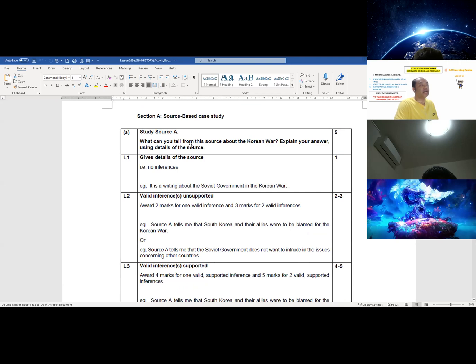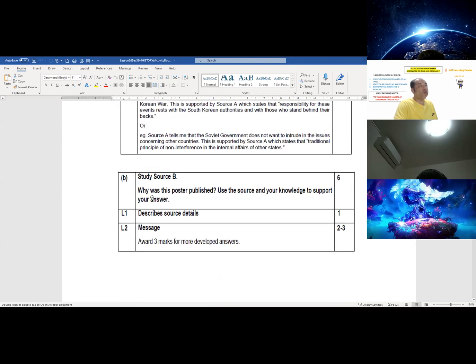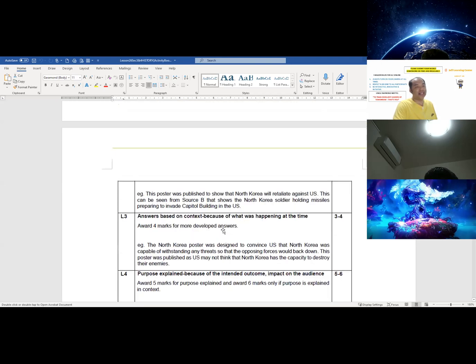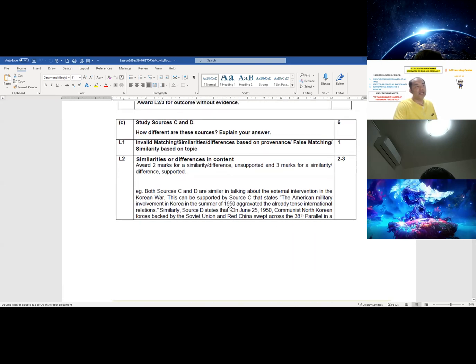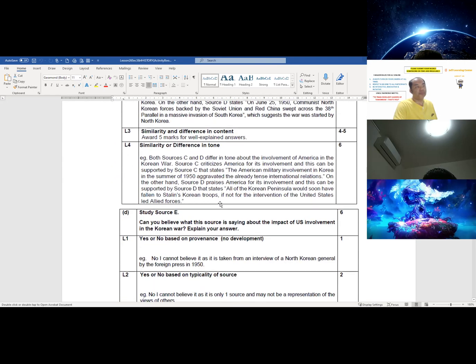You can see: what can you tell from the source about the Korean War? Explain your answer. Use details of the source. So this is 5 marks. Inference, okay, sorry. Why was this poster published? Use the source. When you see 6 marks, Yichen, Hao Rei, and Sing Chen, you must use the CMAO: contextual message, audience, and outcome. Okay, what is the reason? What is the purpose of this poster? Is it propaganda? Why did it show that? All right, and then you must see this one. Study source C and D. How are they similar and different? Can you believe what this source is saying about the impact of the US involvement in the Korean War?